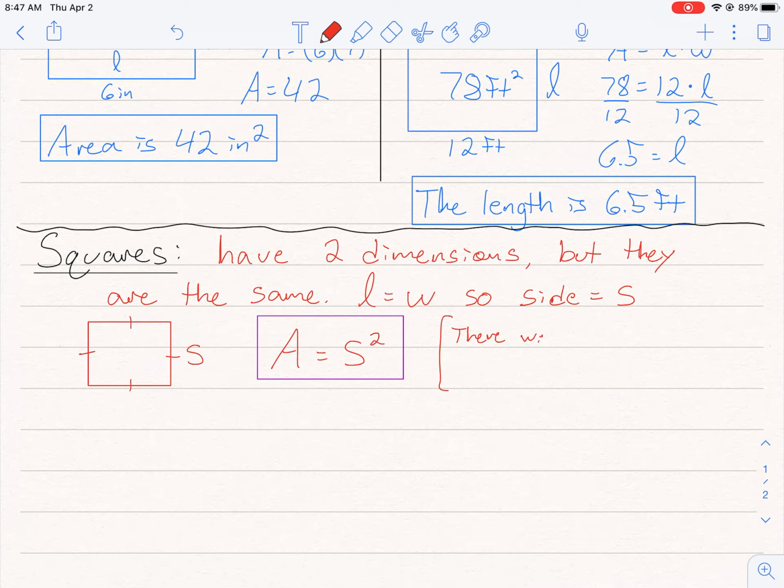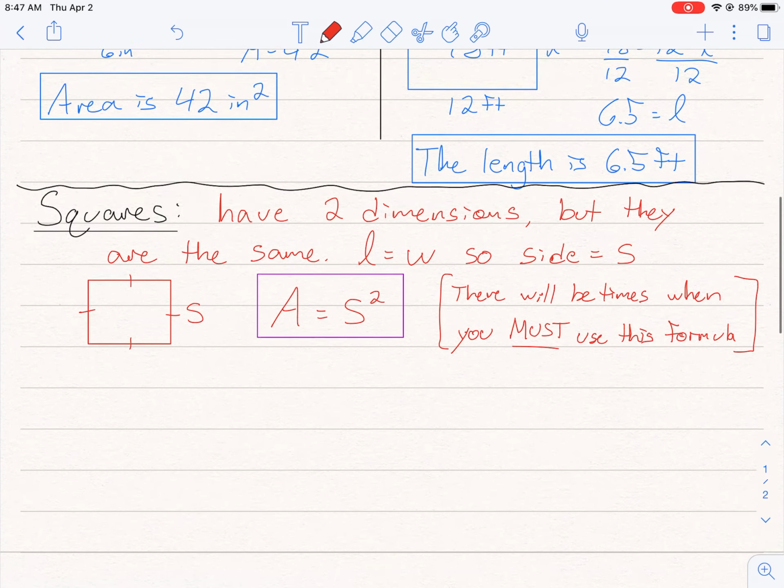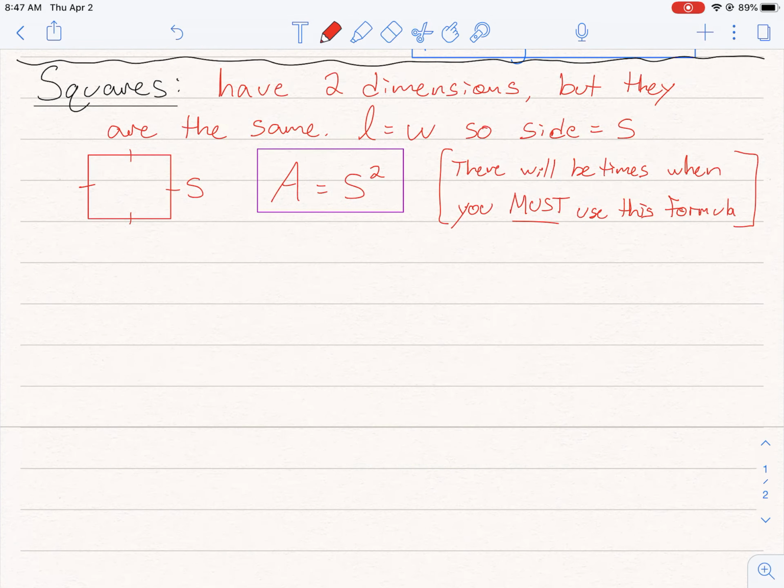There will be times when you must use this formula. And I'll show you an example of one where you're going to have to use that formula of side squared rather than length times width. So let's look at a few examples here. And hopefully you got some room down at the bottom of your page.